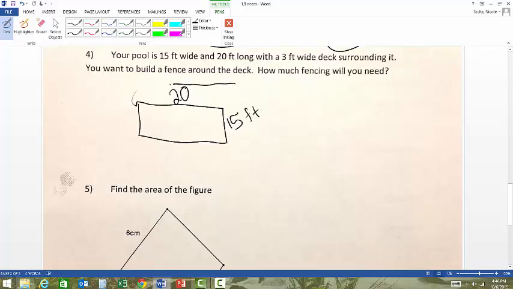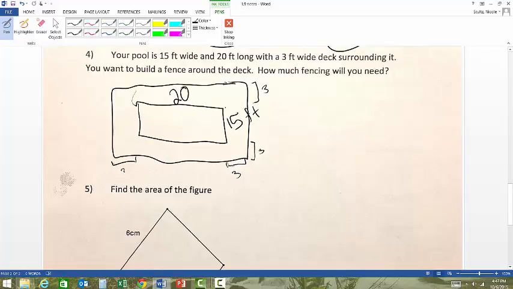So if we kind of draw what that deck would look like, it would look something like that. And because it's 3 feet wide, we have to account for this extra room now. So there will be 3 feet from the edge of the fence to the edge of the pool, and that would be from all sides. So it's definitely worth it to go through and at least label 2 of your sides, so that we had a space of 3 here and a space of 3 here as well.